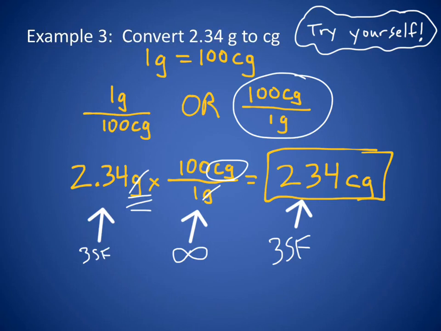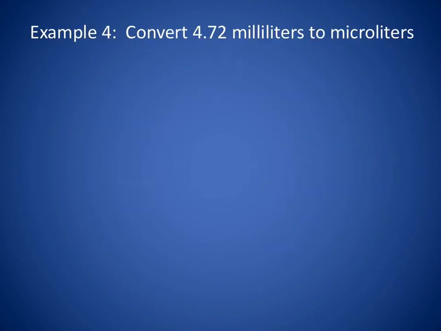All right, everybody take a look at number 4 on the next page. Okay, this one's a little more complicated. Convert 4.72 milliliters to microliters. This may not look much more complicated, but here's the complication.